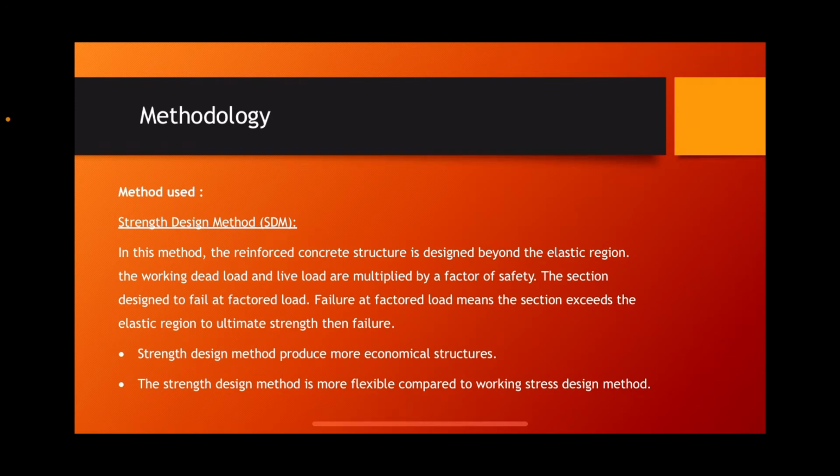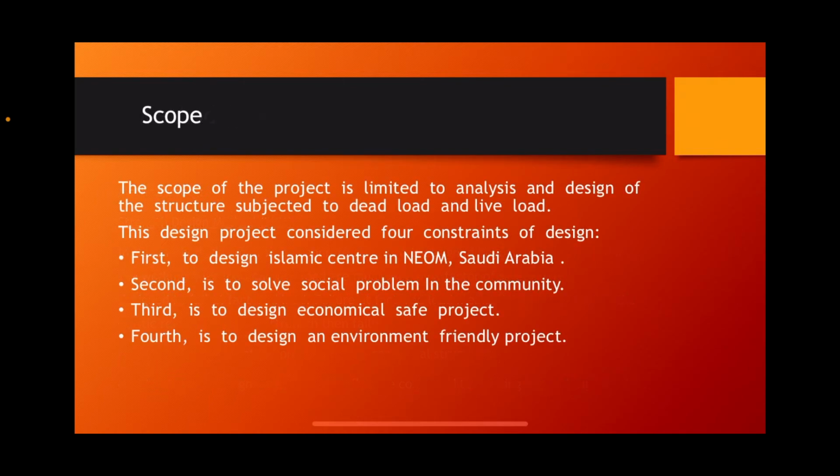The method used to design was the strength design method. In this method, the reinforced concrete structure is designed beyond the elastic region. The working dead load and live load are multiplied by a factor of safety. The section is designed to fail at a factored load. Failure at a factored load means the section exceeds the elastic region to ultimate strength, then failure. The benefit of the strength design method is that it produces a much more economical structure. It is much more flexible compared to the working strength design method.